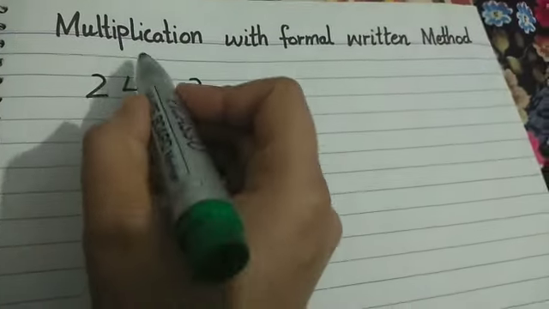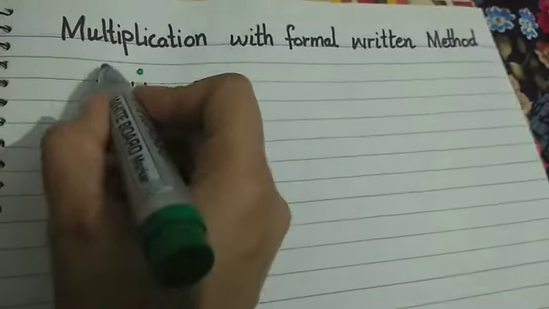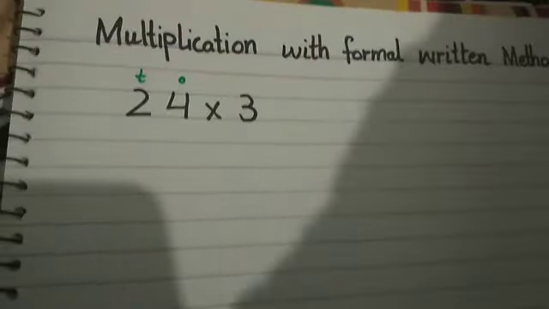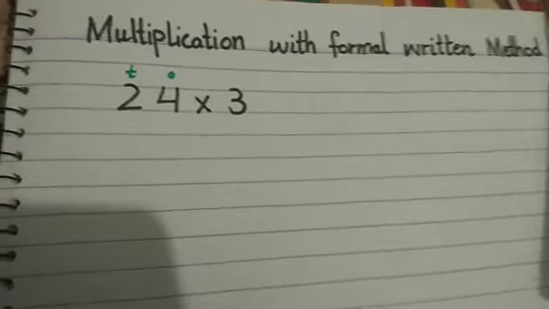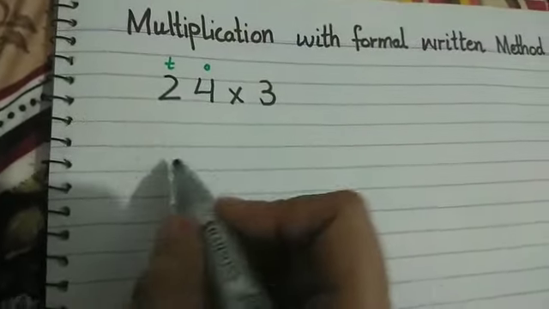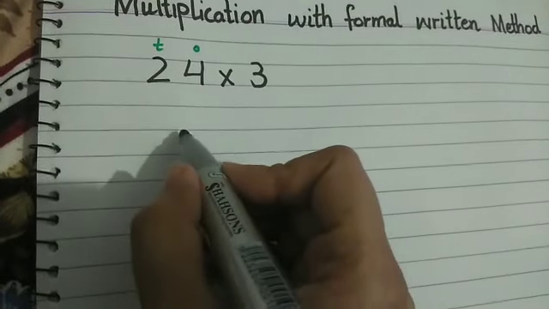Can you see that this is a double digit number? This is the 1, this is the 10. So this is the 1 and this is the 10. Now I'm going to write this number over here. How are we going to multiply?